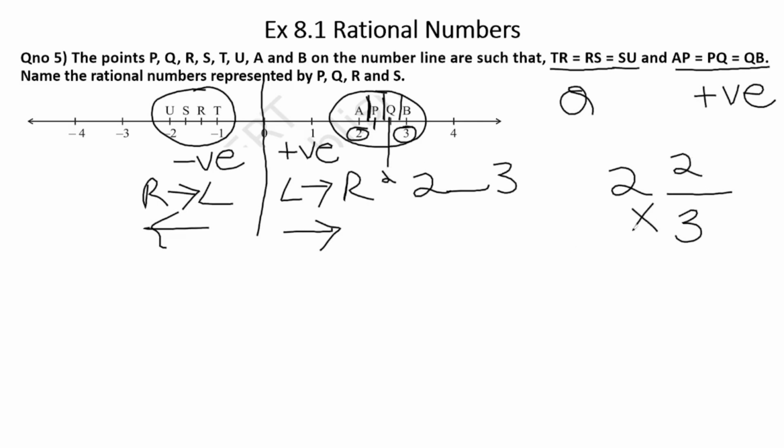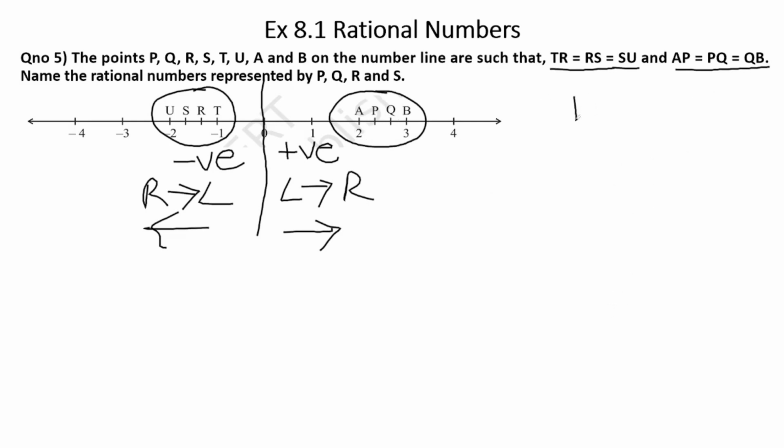2 into 3 plus 2. 2 into 3 is 6. 6 plus 2 is 8 divided by 3. Q is nothing but 8 divided by 3 on this number line. Okay, now let us find for R.